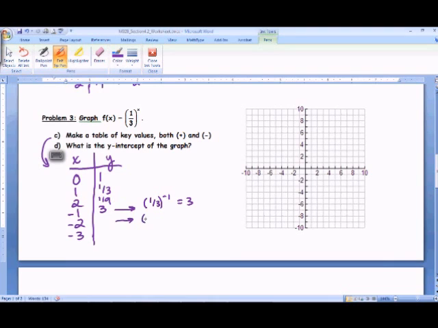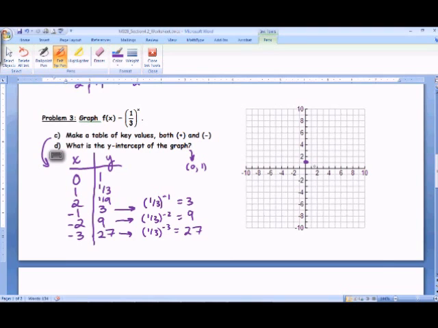If I input -2, my output should be 9. And then I'm already off the graph by the time I get to -3. If I input -3, I'm already at 27, way off the graph. Okay, let's get an idea of what this looks like. Looks like I still have a y-intercept at 0, 1, so the y-intercept is still at 0, 1.